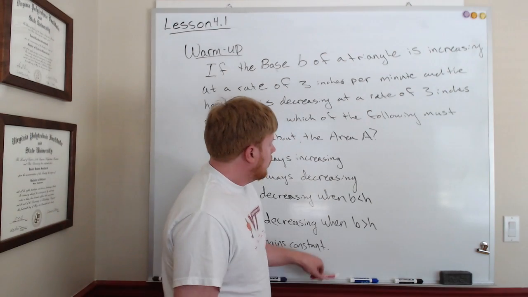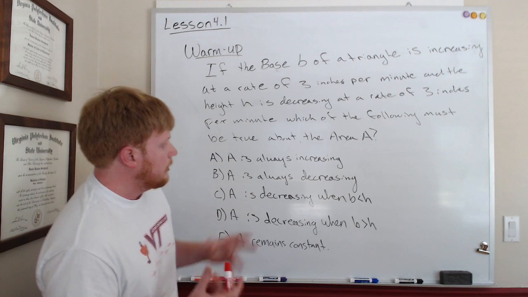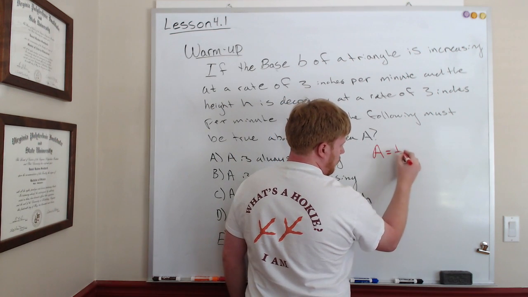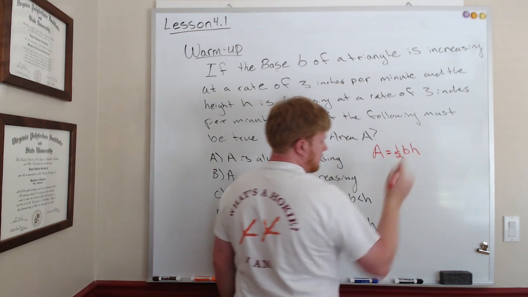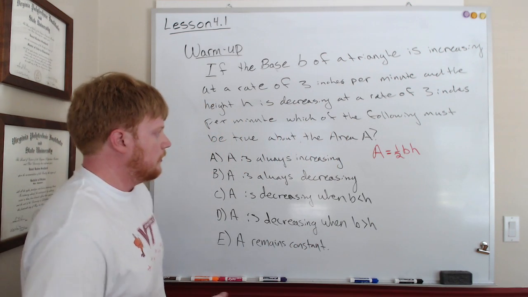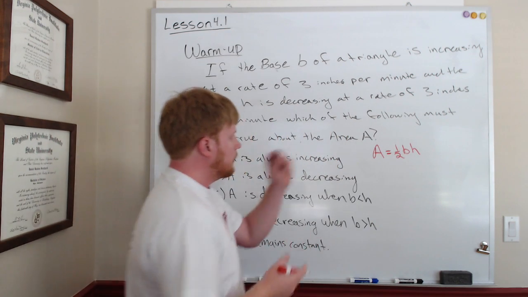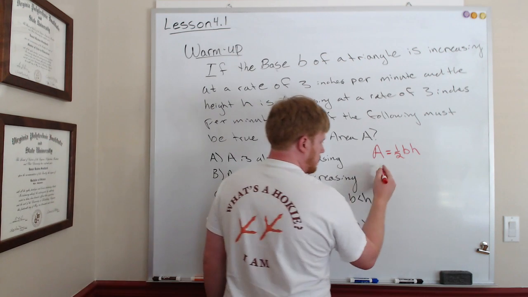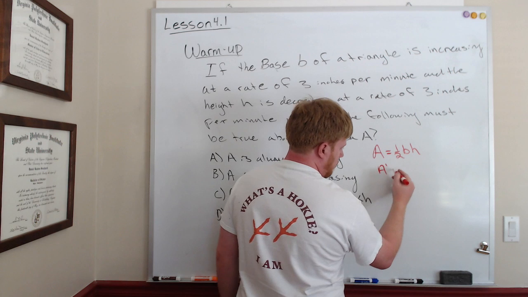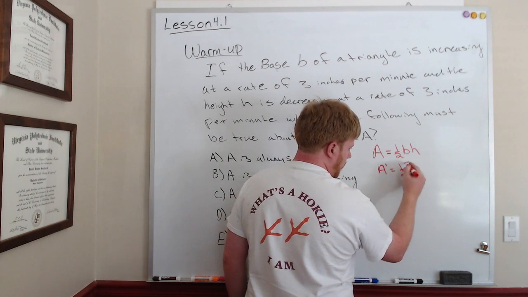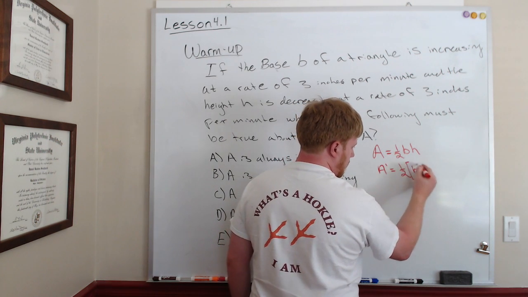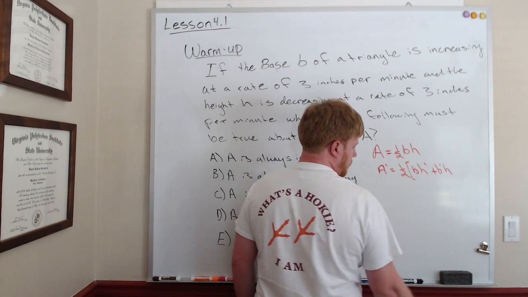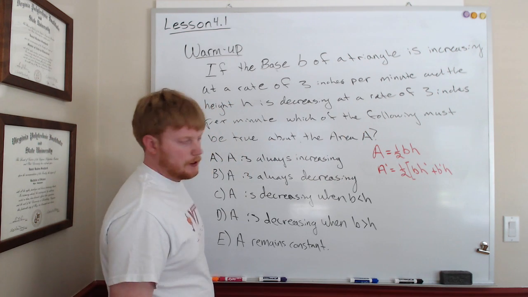Okay, so the first thing I need to do is set up an equation. Area is equal to 1/2 the base times the height, right? That's the formula for the area of a triangle. And then I'm going to differentiate with respect to time. So I'm just going to use primes to save time here. So A prime is equal to 1/2, okay, the first times the derivative of the second plus the second times the derivative of the first. All right.